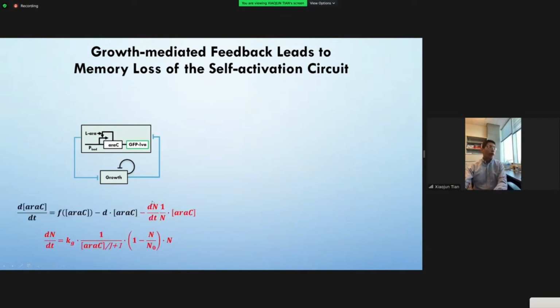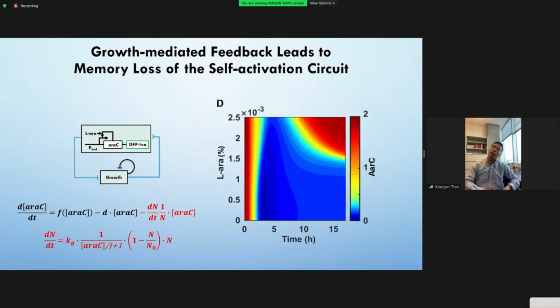And then we revised our model by adding the equation for the cell density, this second equation, which also considers the cellular burden because of the gene expression. This part will reduce the growth rate, and this term is for the dilution of the gene circuit, ROC. After we include this growth feedback in the model, we can see that with the initial state on, and for the low concentration of the inducer, the memory is completely lost. Now we can understand why we see the quick drop of the GFP in the experiment.